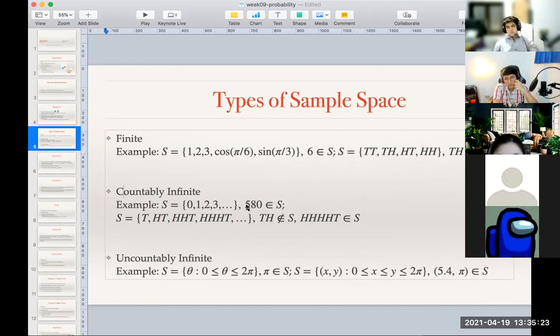Let's say here, I give you 580, but if I want to change it to 5 billion, I can still say that 5 billion is an element of sample space S here, because they still have the same characteristic. It's still a number. It's not a floating number.